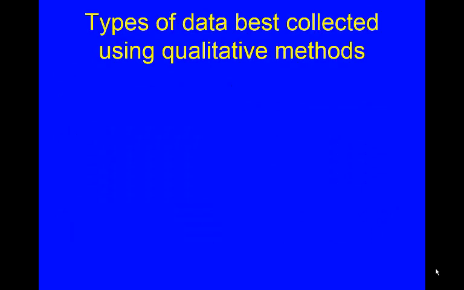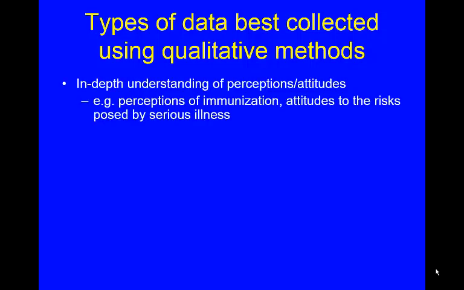So what kind of data will we be interested in, and how will our methods be useful for particular kinds of data? Well, qualitative methods are very useful in really in-depth understanding of perceptions and attitudes. It's really, really hard to capture the diversity of perceptions. It's really hard to get inside people's heads using a questionnaire unless you know an awful lot about the way in which people think. And usually we don't know a lot about the way in which people think. We're constantly being surprised by the way in which people think.